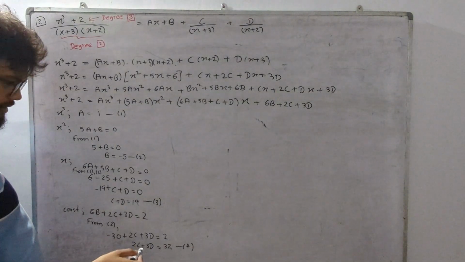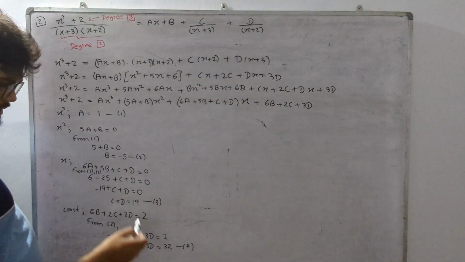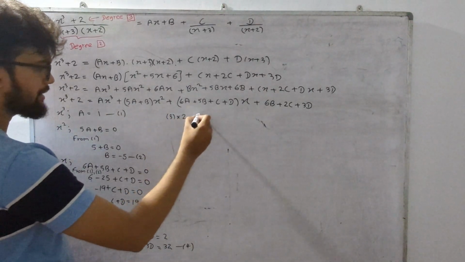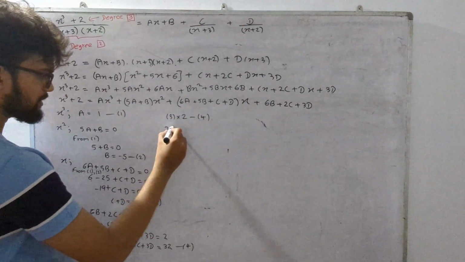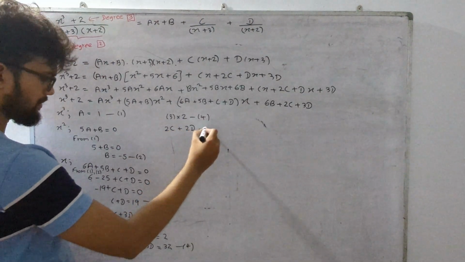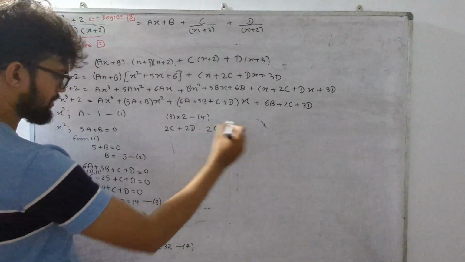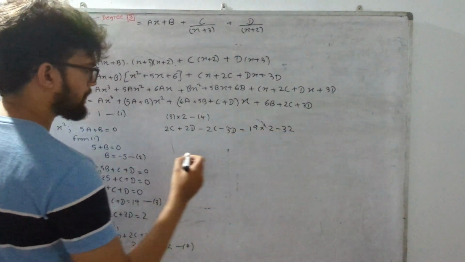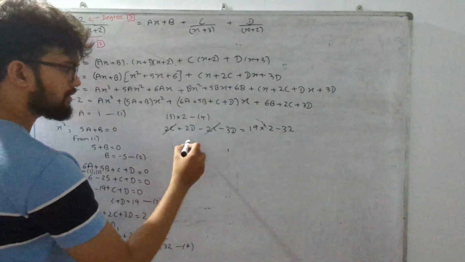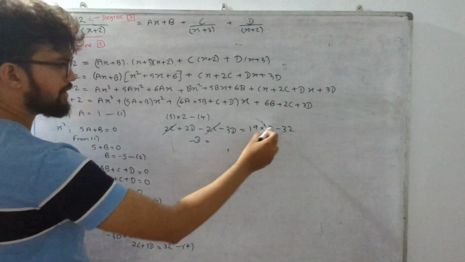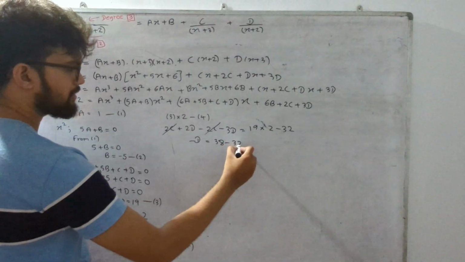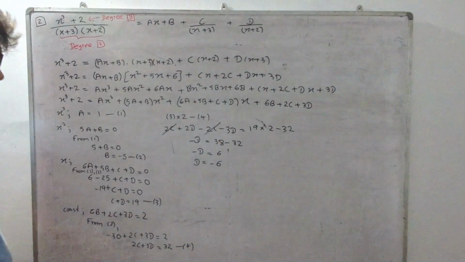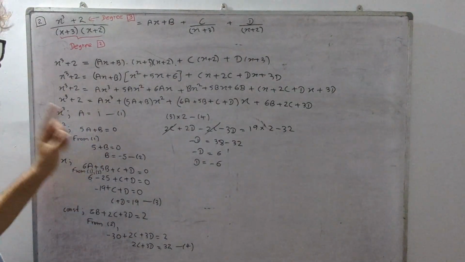So we can subtract after multiplying the third equation by 2. 2c plus 2d minus 2c minus 3d equals 19 into 2 minus 32. 2c cancels. Minus d equals 19 into 2, 38. 38 minus 32. Minus d equals plus 6. Then d equals minus 6. So now we know all the a, b, c and d values.